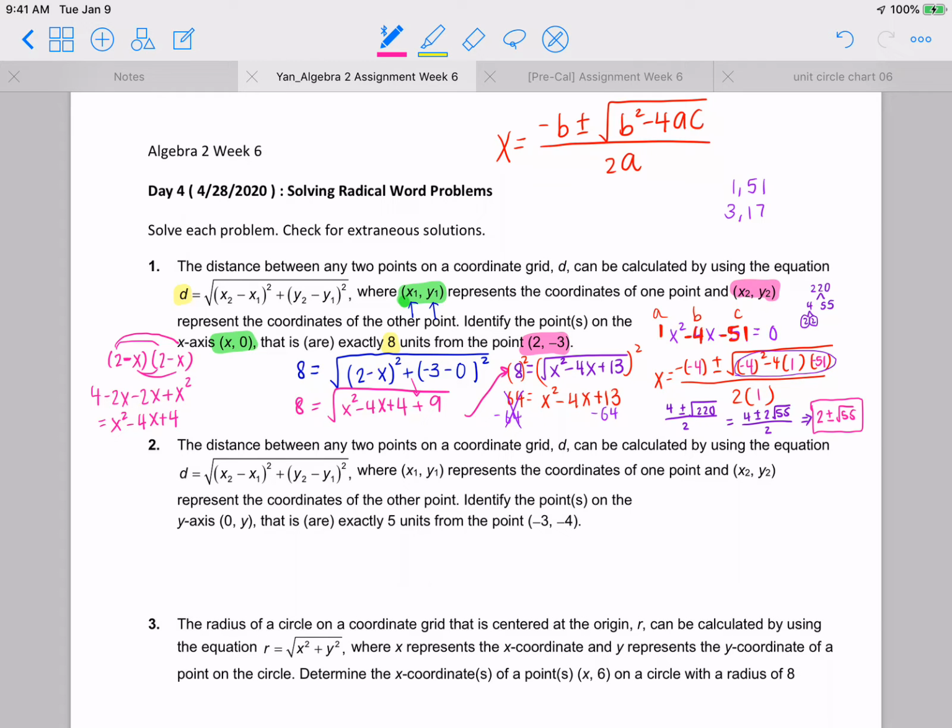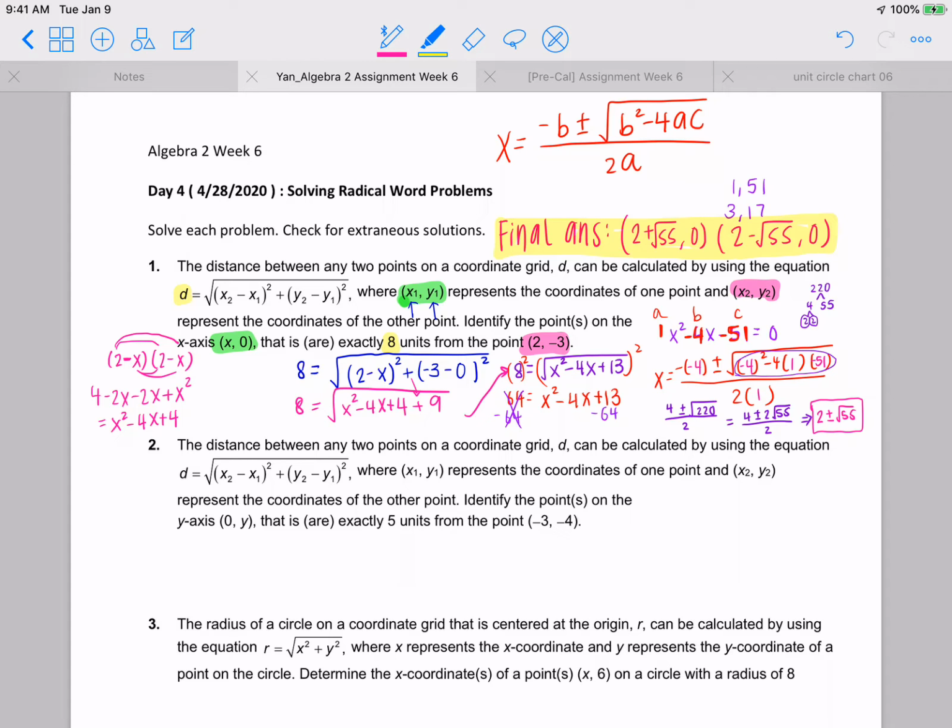And identify the point. Oh, so they want the points x comma 0, so we have to write it. I'm going to write my final answer here. Sorry, it's kind of messy. So our final answer is 2 plus square root of 55 comma 0, and 2 minus square root of 55 comma 0. Okay, so this is our final answer. Got it?